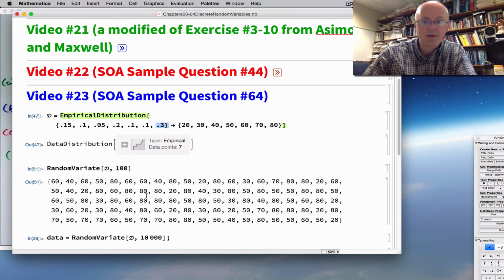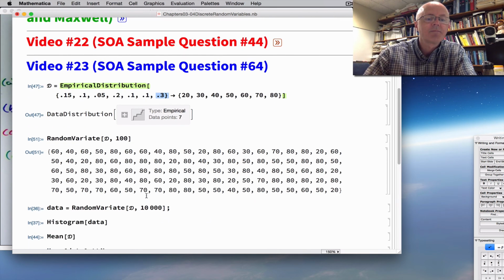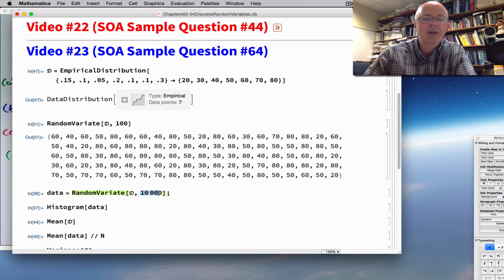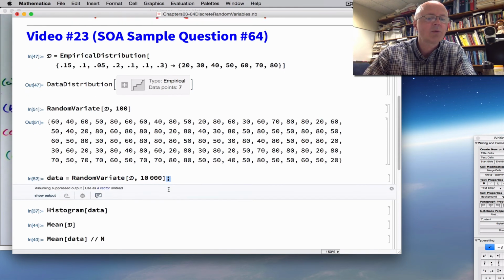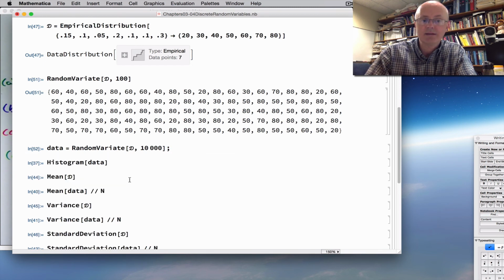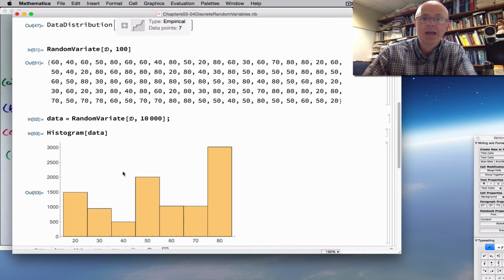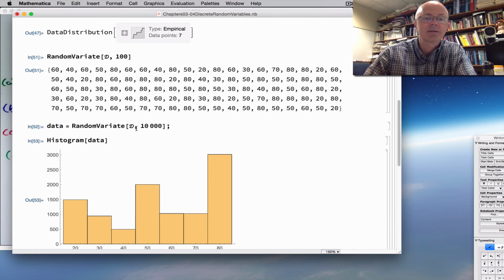Look over that. Are there about 30 80s? Probably. Not exactly necessarily, but close. Let's do it 10,000 times instead of 100 times, though I don't want to see 10,000 numbers here, so I'm using a semicolon to suppress output. I can make a histogram of the data. So this is essentially a simulated PMF almost, although I've got to divide these numbers by 10,000 since I did sample size 10,000. But you can see there's about 30%, 3,000 out of 10,000, 80s.